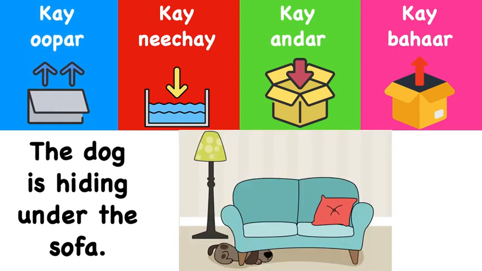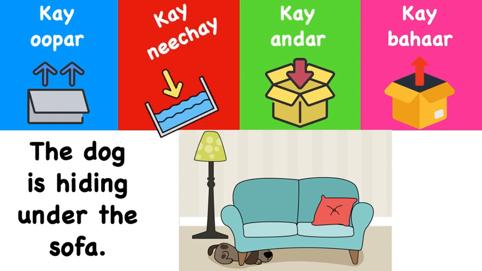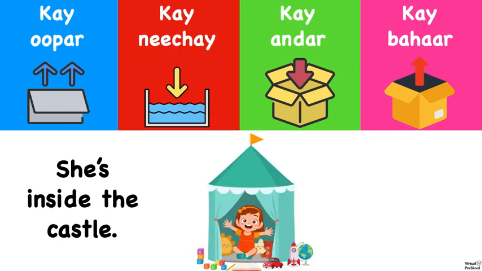The dog is hiding under the sofa. Ke upar, ke neeche, ke andar, or ke bahaar? Under. Ke neeche. She's inside the castle. Ke upar, ke neeche, ke andar, or ke bahaar? Ke andar.